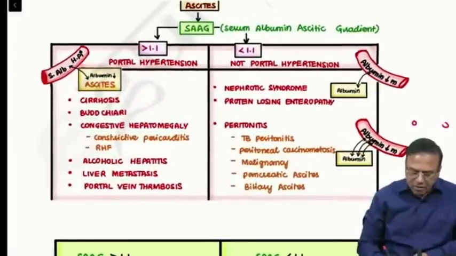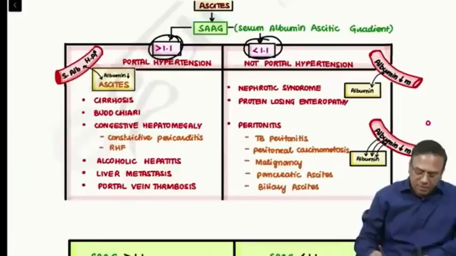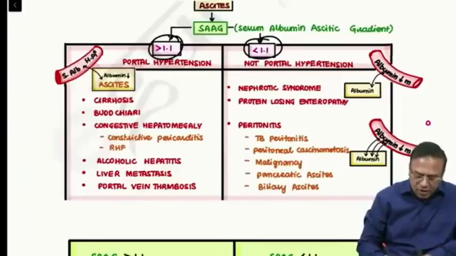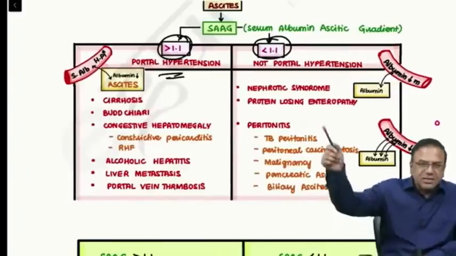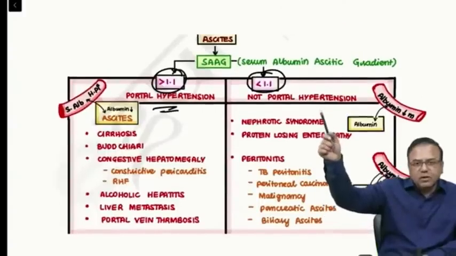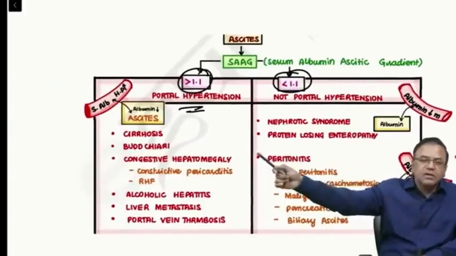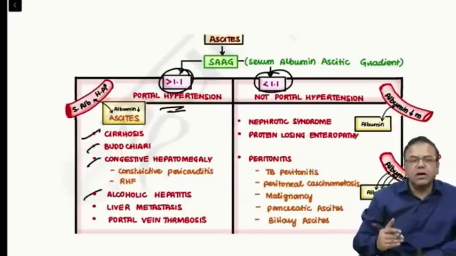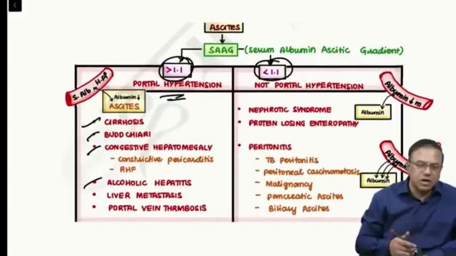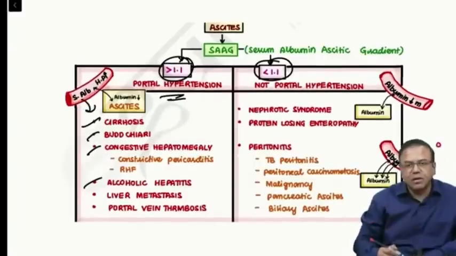If a patient has SAAG more than 1.1 or less than 1.1: if the patient has SAAG more than 1.1, you are dealing with portal hypertension. SAAG less than 1.1, there is no portal hypertension. So basically it does not differentiate transudate from exudate. It only differentiates whether there is portal hypertension or not. The causes where portal hypertension is there are all these: cirrhosis, Budd-Chiari, heart failure, where portal pressures are high. Because of the high hydrostatic pressure, ascites is forming.